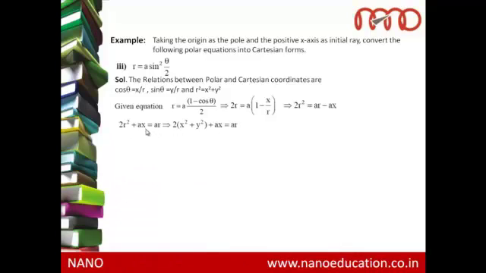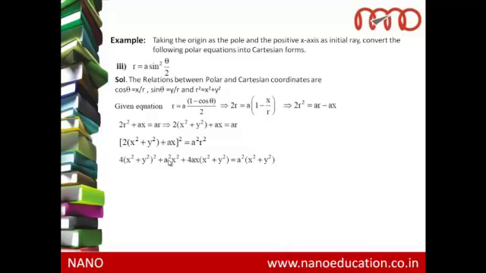So 2r square plus ax is equal to ar, and r square we can replace by x square plus y square. 2 into x square plus y square plus ax is equal to ar. Now squaring on both sides, 2 into x square plus y square plus ax whole square is a square into r square, which is nothing but a square into x square plus y square.